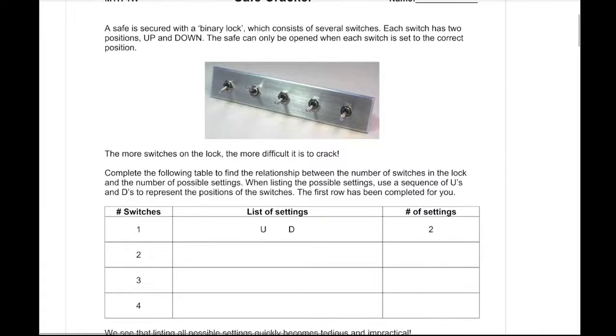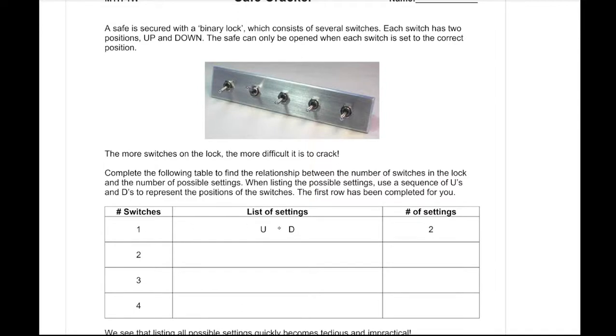So we want to complete the following table to find the relationship between the number of switches in the lock and the number of possible settings. When listing the possible settings, we're going to use a sequence of U's and D's to represent the positions of the switches. And we've done the first one already here.